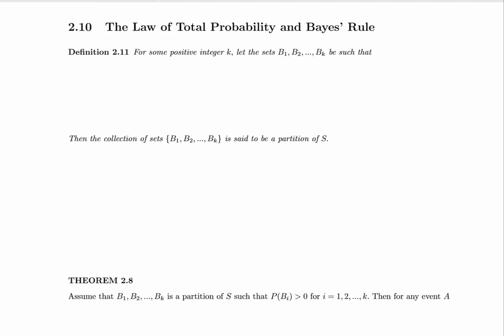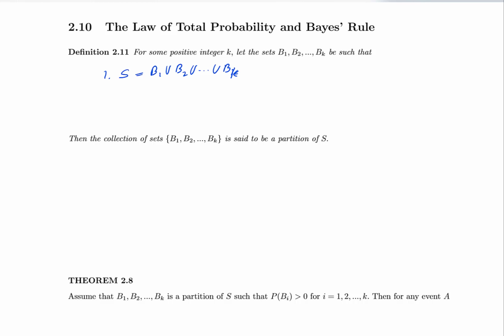This is section 2.10, the law of total probability and Bayes' rule. First, let me explain the definition of the partition. For some positive integer k, let the sets B1, B2, up to Bk be such that there are two conditions. The first condition is S equals B1 union B2 union up to Bk. What is the meaning of this? This means the sample space is the union of B1, B2, up to Bk, right?